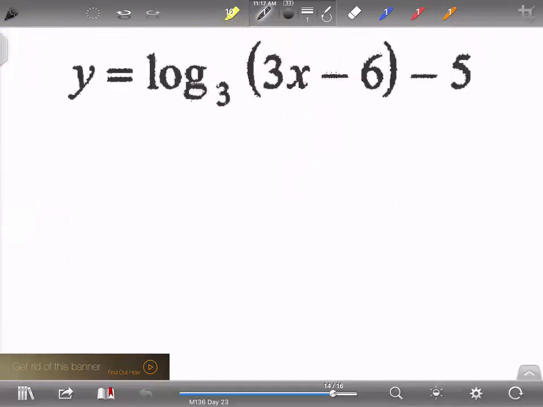I want you to take a minute and see if you can solve this one right here. Again, the only part you care about is the 3x minus 6. You care that it's greater than 0, so go ahead and set that greater than 0 and solve for x.